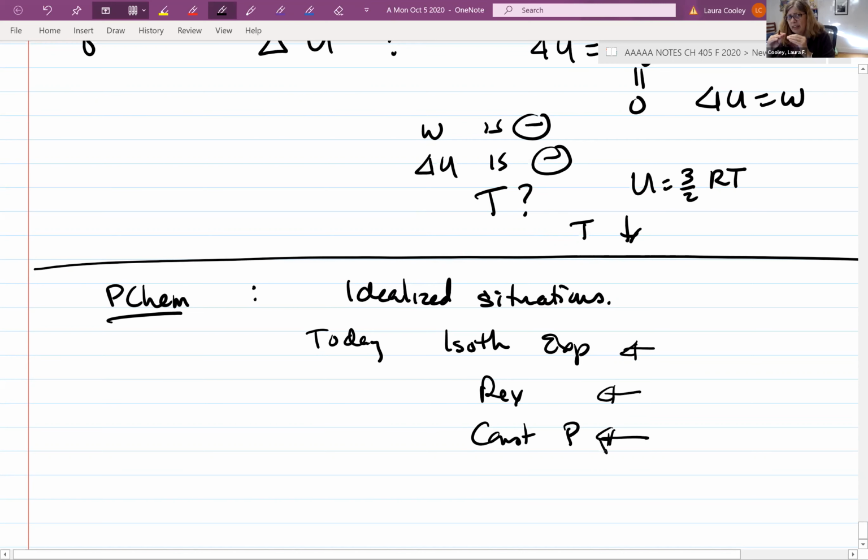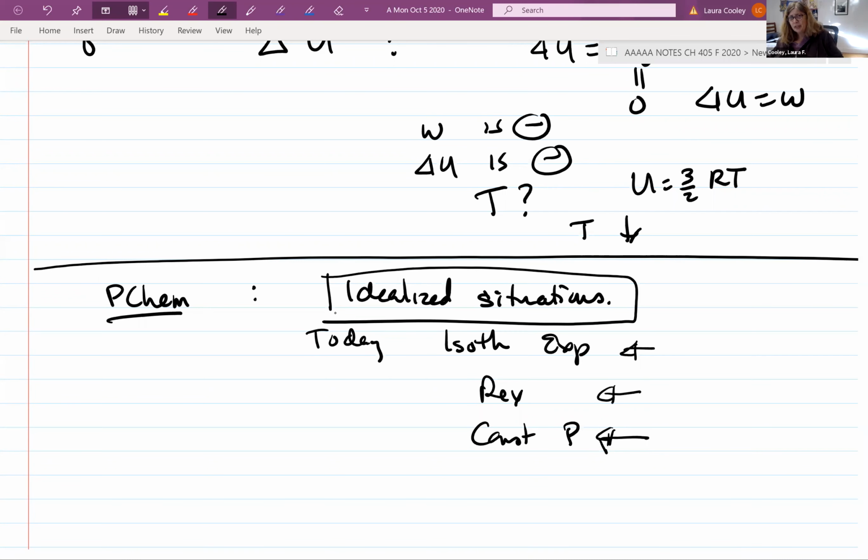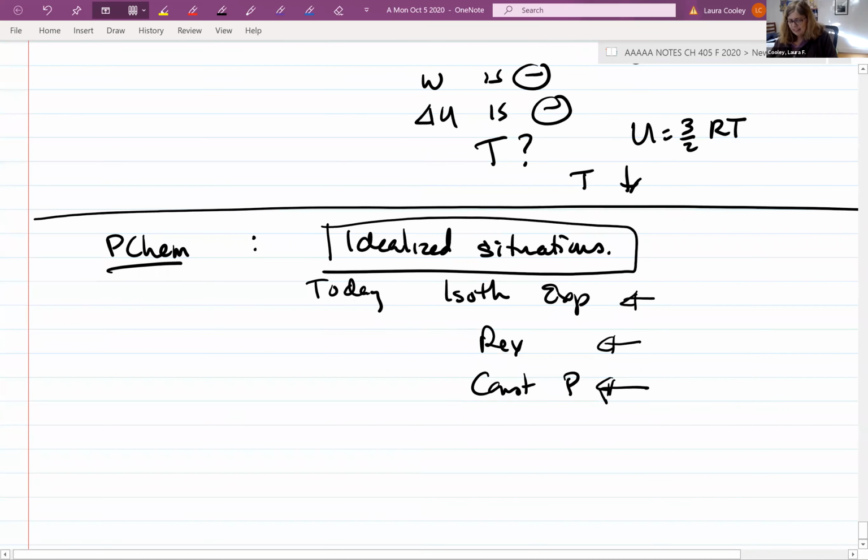There's all kinds of things that can happen, but in PChem, we only want to change a few things at a time. We can't throw in realistic situations where we don't have it reversible exactly, or constant pressure exactly, or even constant temperature exactly. So today we did the isothermal expansion, we did it reversible, we did a constant pressure.